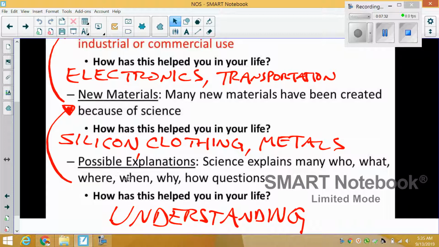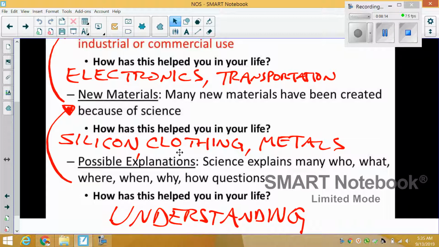Now, after these explanations are there, usually that explanation can lead to something else. And one of the things it can lead to is a new material. New materials have been created because of science, and a lot of times they come from an explanation that was already made. So these new materials change the way we live. We have a couple of examples on here: silicon, clothing, metals. For a long time in human life, we weren't very good at using metal. Once we figured that out, it changed our life completely. Think of all the things around us now that are made of metal.